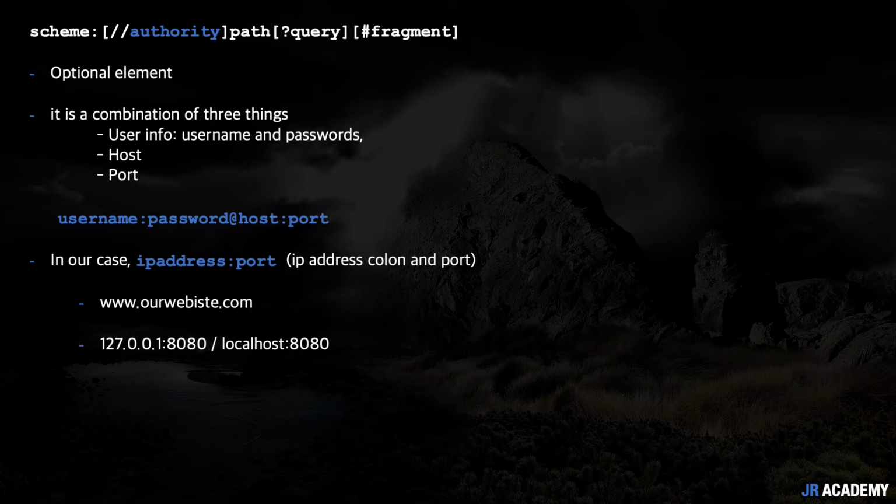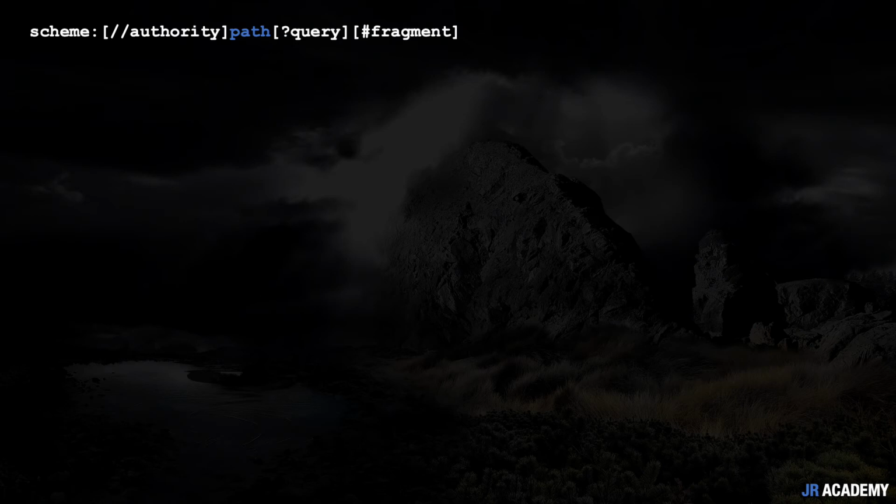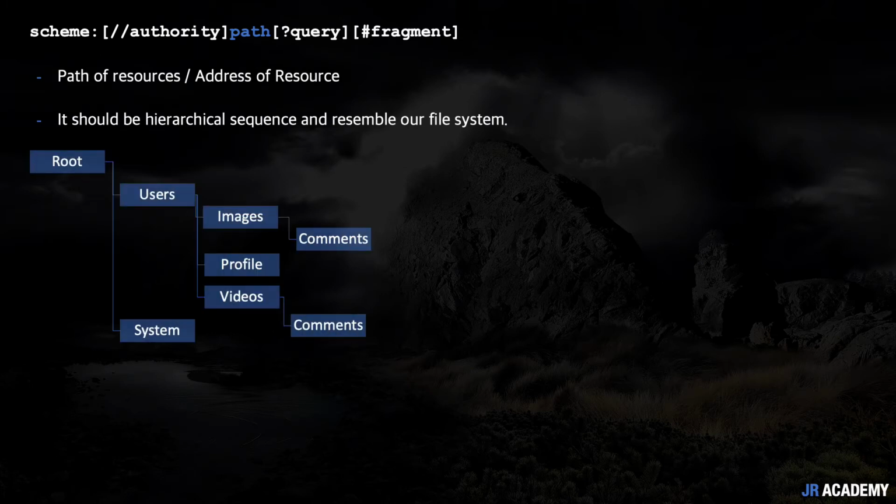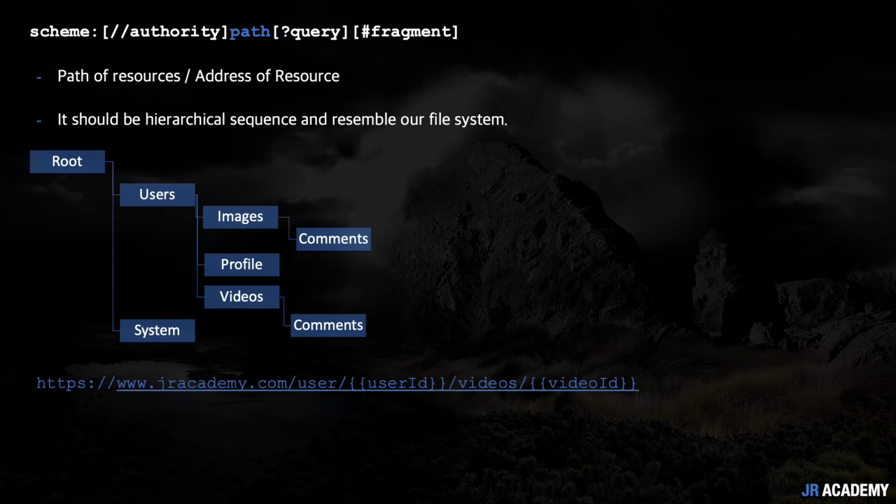So moving ahead, we have the path element, which is the path of the resource, and it should be a hierarchical sequence, and it should resemble our file system. So that means if we have a file system something like this and we want to see some video of some user, then our URL should look something like this. And here, according to our file system, user is the parent of video. So we have to go to users first, then inside users we need to choose a user by unique ID, and for that user we need to choose a video by ID inside the videos folder. So that was path, where we use forward slash to represent relationship between resources.